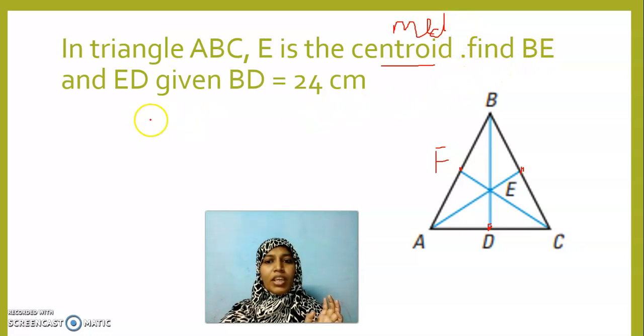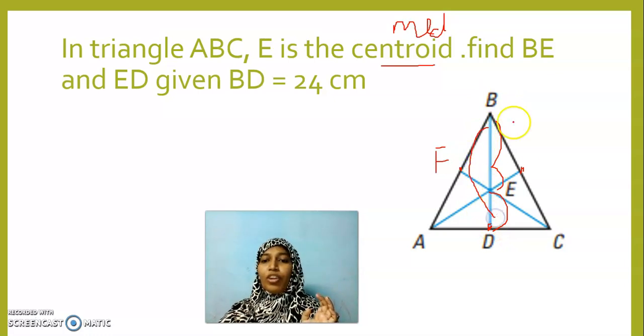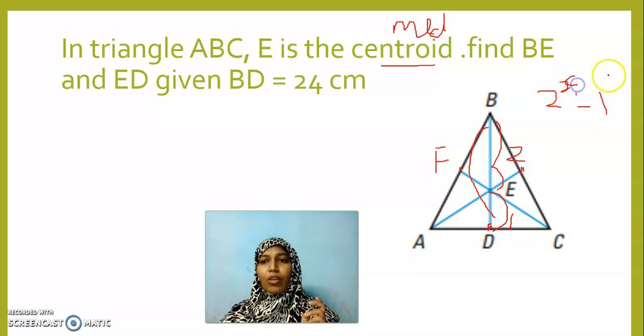Find BE and ED. Now you have to find BE and ED, where BD is 24 centimeter. They have given the whole length. We know another property of this median that it divides in the ratio 2:1. Do you remember? 2:1. Whenever we have ratio, the factor should be multiplied to get the original measurement, isn't it? 2:1. So we have 2x plus 1x is equal to 24.